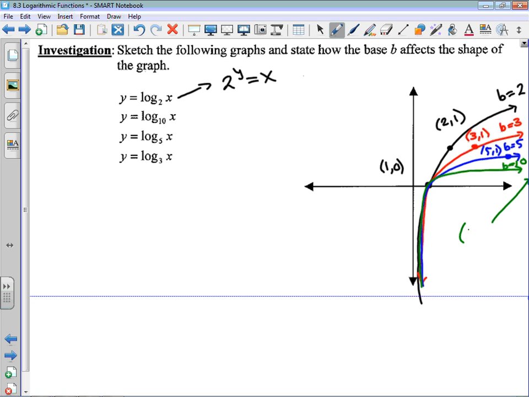And I think that's probably the easiest mnemonic to remember this, is that the larger the base, the closer to the x-axis it rests. And I think that's probably the best way to think about what's happening to these functions.